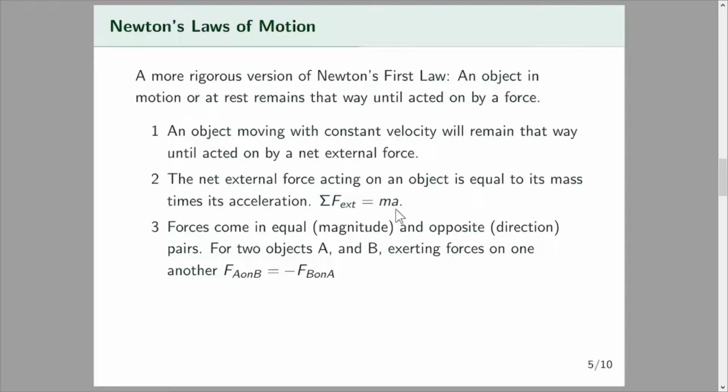In the case of my mug, the sum of all the external forces is zero. The object is not moving, so it has no acceleration, right? And so that means the sum of all external forces is zero. Gravity is pulling down, the table's pushing up. It's got no net force acting on it.